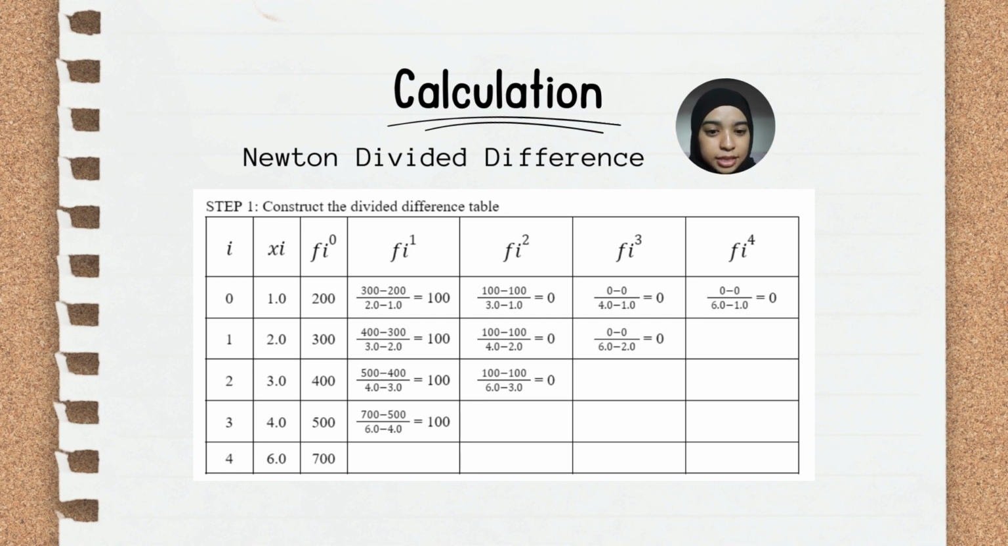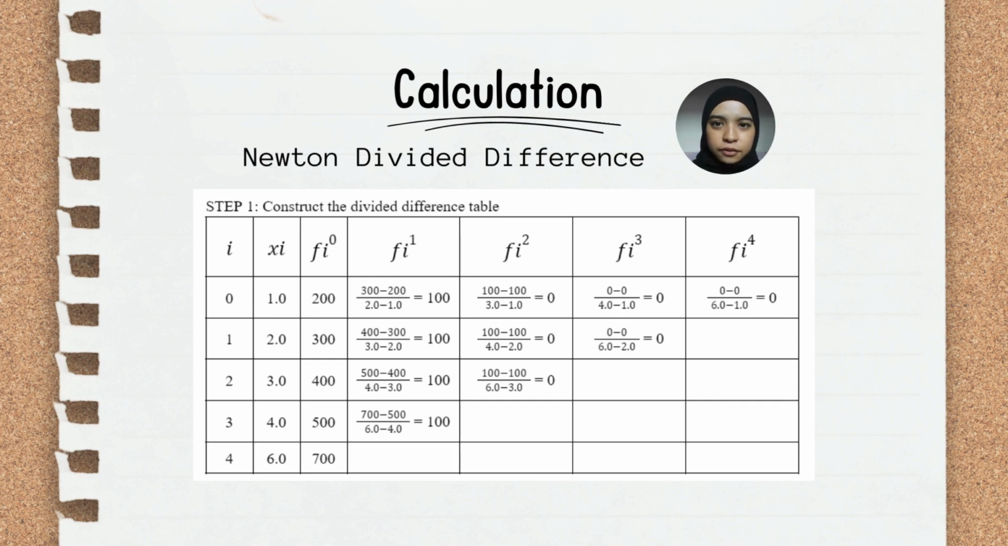Based on what I can see and my understanding of Newton divided difference, here's a breakdown of the key elements and the steps involved. One is the purpose: Newton divided difference is used to approximate a function using a polynomial. That polynomial can be created to interpolate or extrapolate data points.